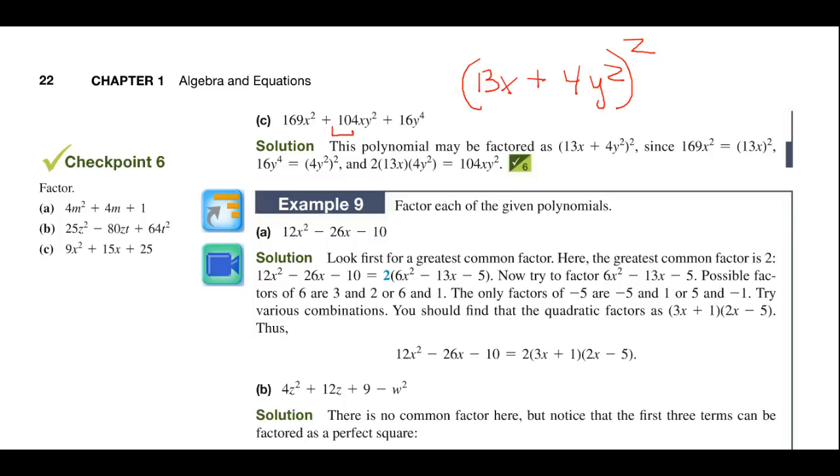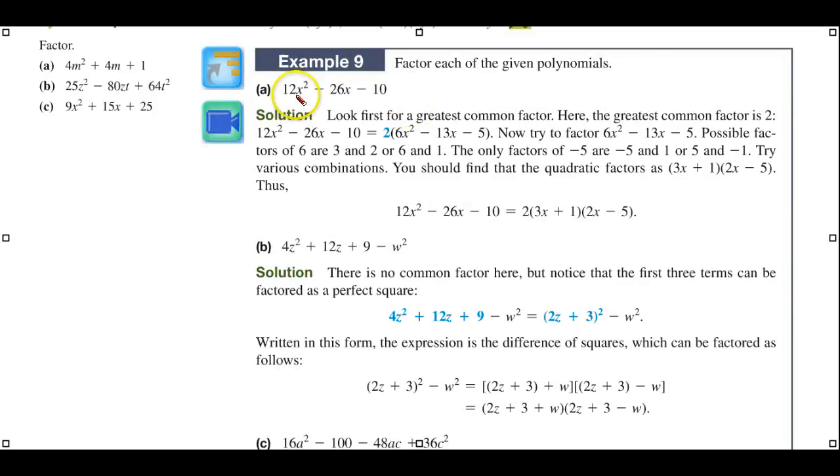All right, let's go on to number 9. As we look, is this in standard form? And the answer is yes, but is there a common factor? Yes, so we factor out that common factor, and then we have this to factor. So it would be 2 times 6x squared minus 13x minus 5.